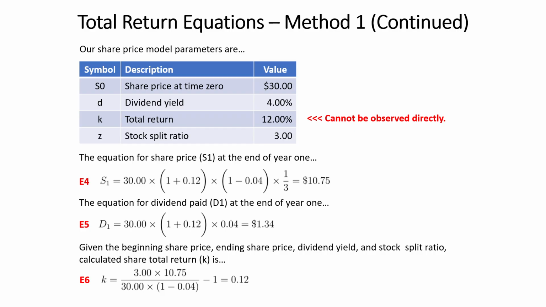And you can see by the chart above, or the table above, that that's what we use for total return. But equation E6 is a way of backing into it. And we want to use this whenever we talk about total return for a given company. If we wanted to apply method 1, we would use equation E6 in order to get to that total return for that time period.